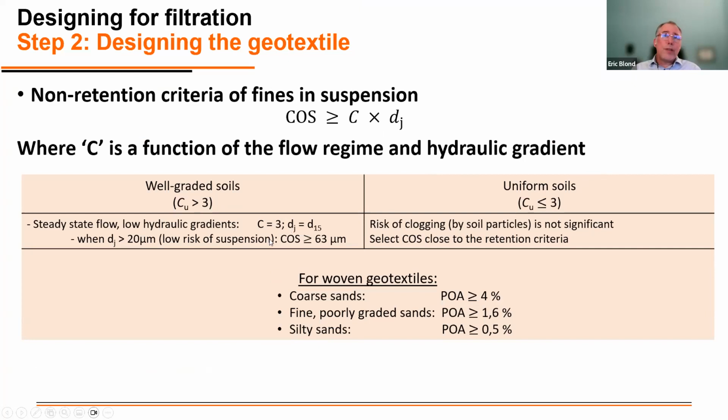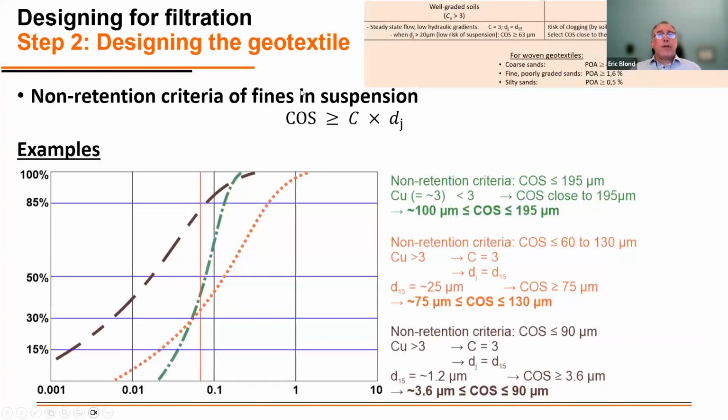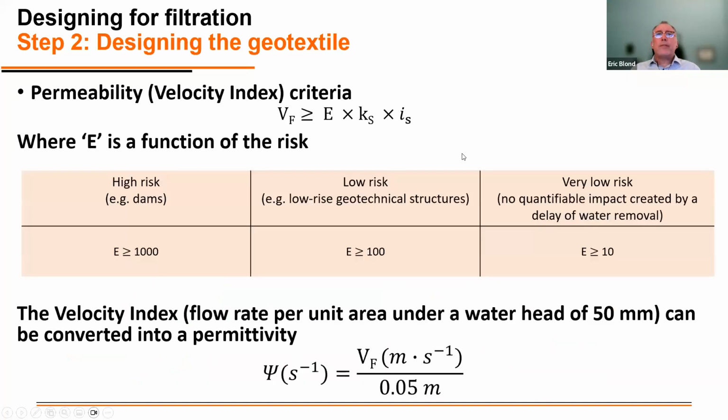And in addition to that, for woven geotextile, we add a minimum percent open area, which is the surface of openings compared to the entire surface of the fabric. So again, an example that you can review eventually in the slides, which explains how to get there.